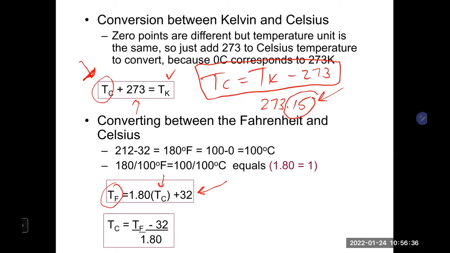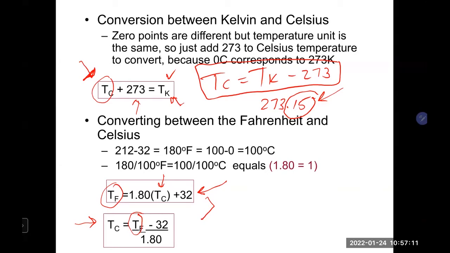If we want our temperature in Celsius, it is this one. We would take the temperature in Fahrenheit minus 32 and divide it by 1.8, and that will get you your temperature in Celsius. Like I said before, outside of this chapter, probably not going to use too much of these two. The Kelvin one we're going to use the most. But you do need to know all three of those things. Any questions on those there?